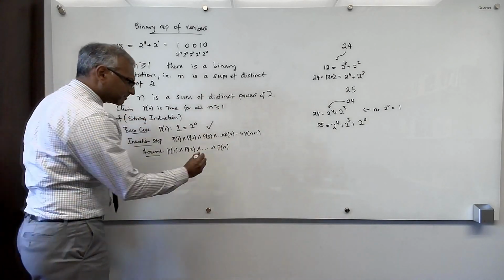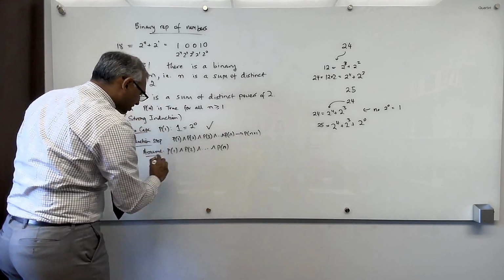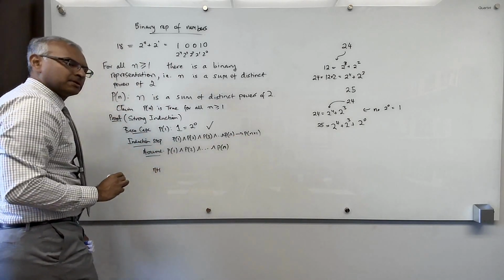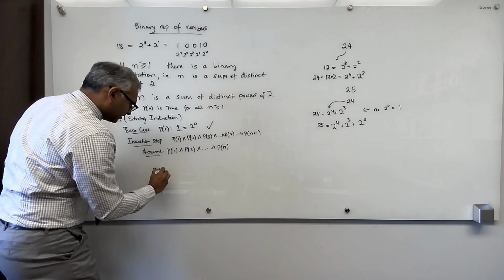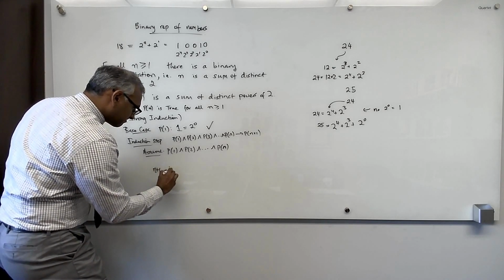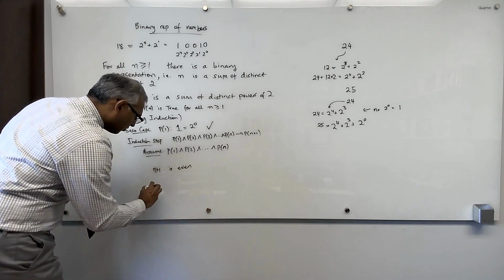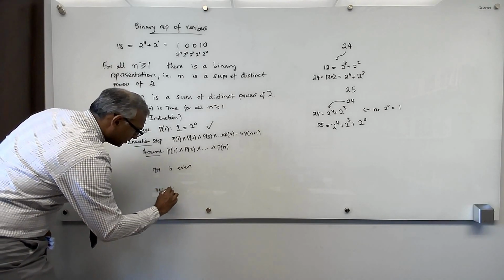Okay, good. So now let's consider n plus 1. There are two cases. It's either even or n plus 1 is odd.